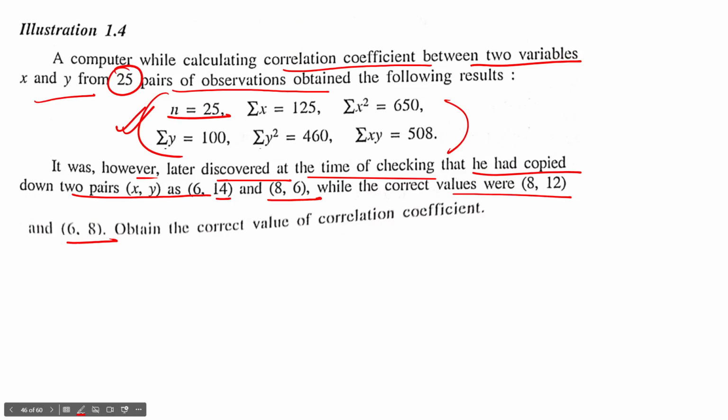So there was some incorrect recorded value. Two pairs were misinterpreted or misrecorded. One is 6, 14, another is 8, 6. Actually it should be 8, 12 and 6, 8. Now you have to obtain the correct value of the correlation coefficient.